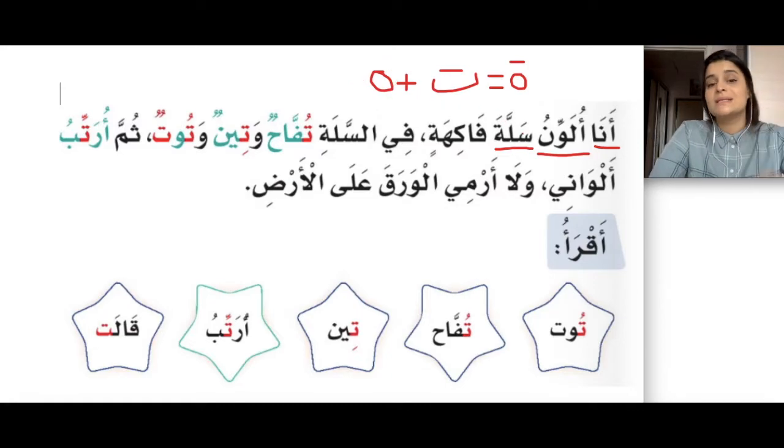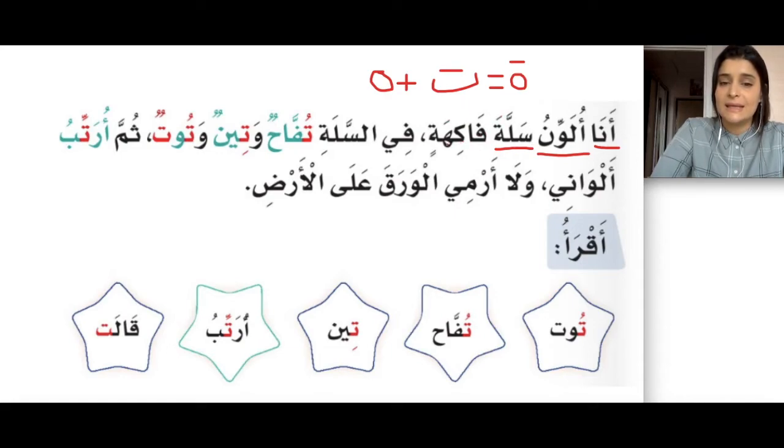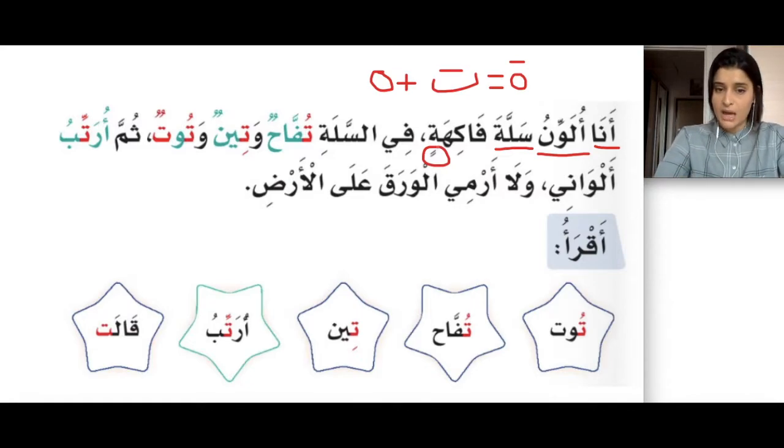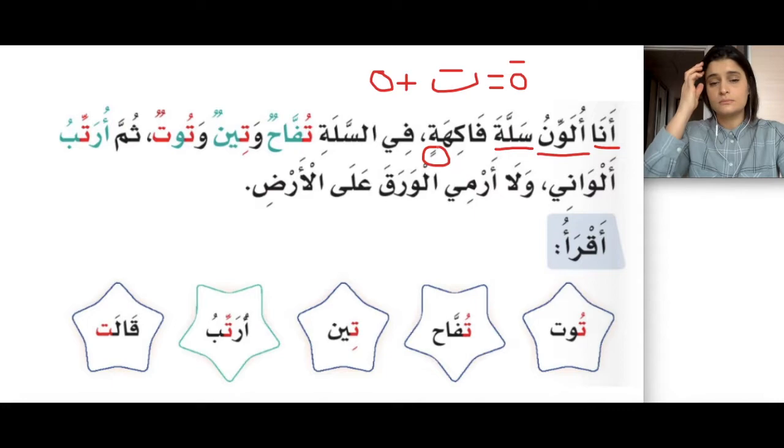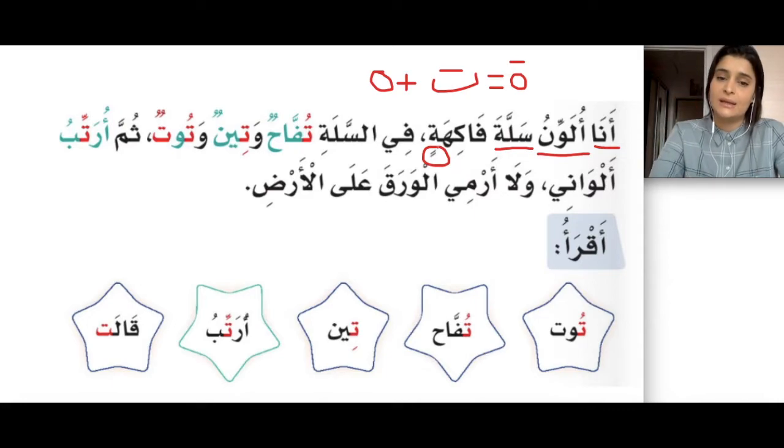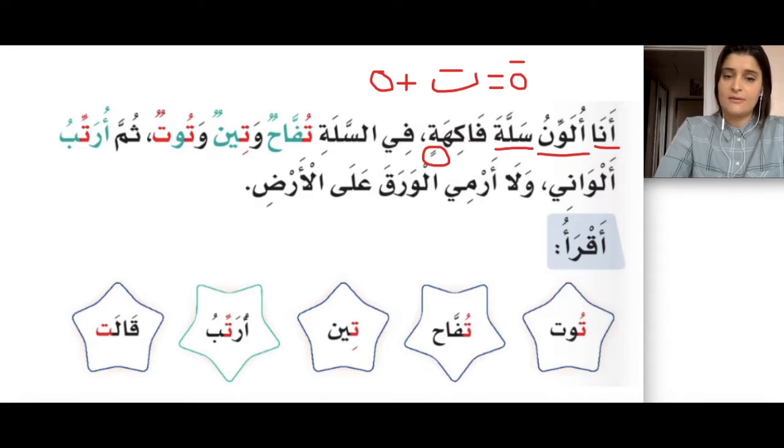Let's continue. Sallata, sallata. As you can see, we pronounce it like ta because we have fatha. Fakihaten. As you can see, we have tanween al-kasr. We have kasra twice, which means it is tanween, so we will pronounce it like in. Sallata fakihatin. And then we have a comma here.